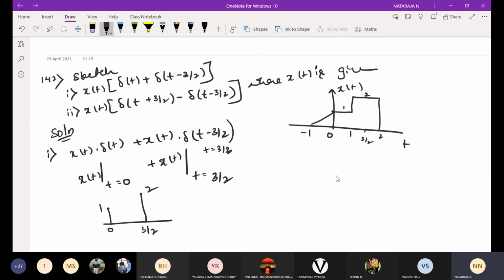Okay, solve the next one. Then two more problems are there, some homework problems, we'll discuss in the afternoon. Make a note of this.